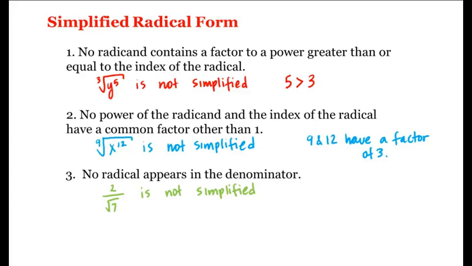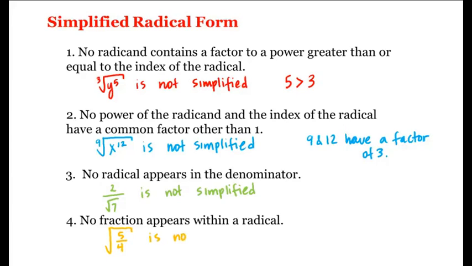And the last property that must hold is that no fraction appears within a radical. For example, the square root of 5 divided by 4 is not simplified, because we have this 5/4 within the radical.